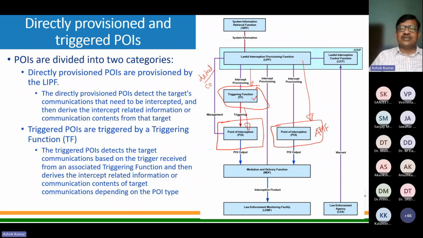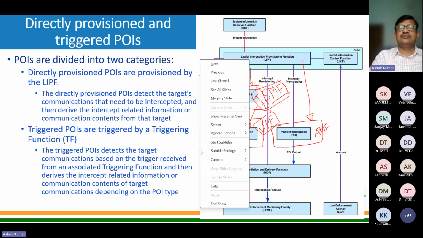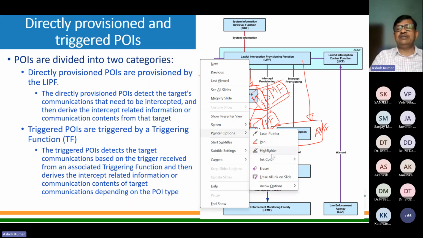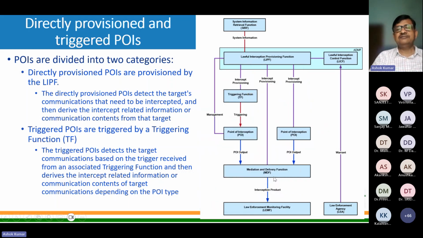it triggers the actual POI to start capturing either IRI or CC. An example I can give here is SMF. Along with SMF, I may have a triggering function, and UPF is a network function which can give you CC but need not be provisioned directly. So this triggering function in SMF can trigger whenever there is an interception required. And why? Because all the PDU session creation is done by SMF. So SMF knows better when a PDU session is created, when it has to be modified or turned down. So it is in better control. So SMF is a triggering function for UPF. So that's an example of provisioning the POI which cannot be provisioned directly, but they have a triggering function.